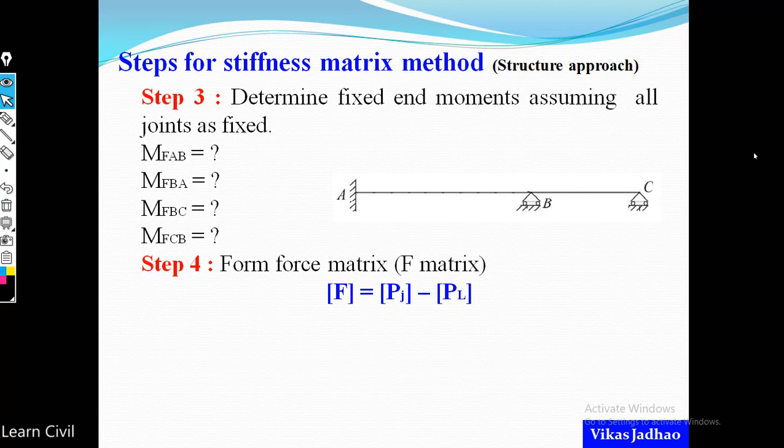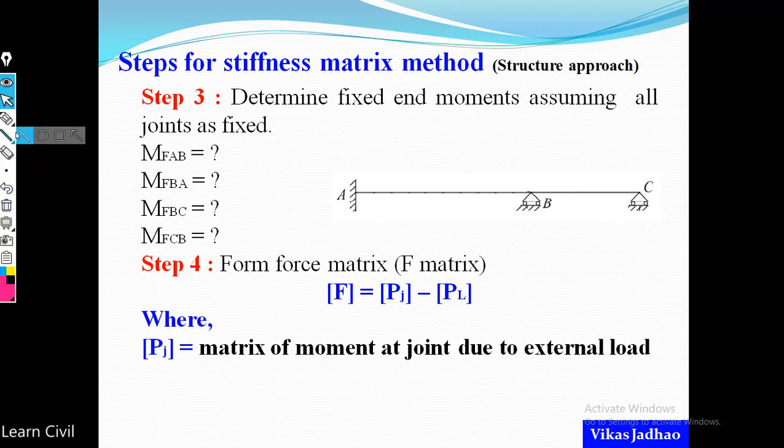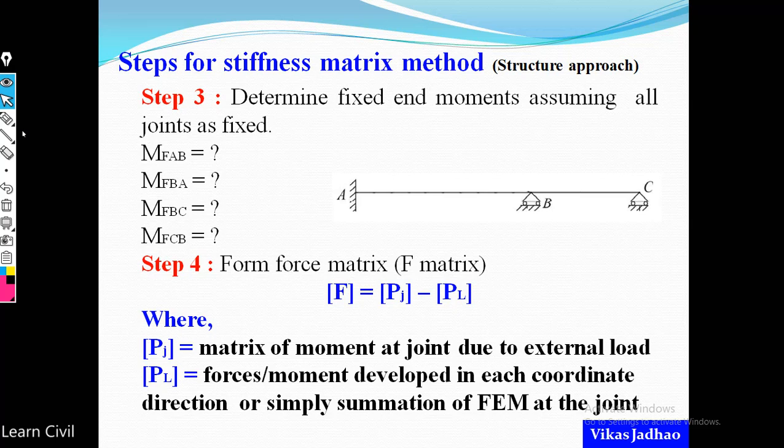Step number 4 is we have to form the force matrix. The force matrix is given by this particular equation. This force matrix is equal to PJ matrix minus PL matrix, where this PJ matrix is the matrix of moment at joint due to external load, and this PL matrix is the matrix of force or moments developed in each coordinate direction, or simply we can say summation of fixed end moment at that particular joint.